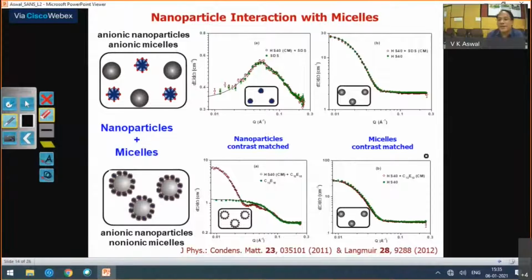So this kind of detailed information about your complex structures can only be obtained when you have this flexibility to vary the contrast.